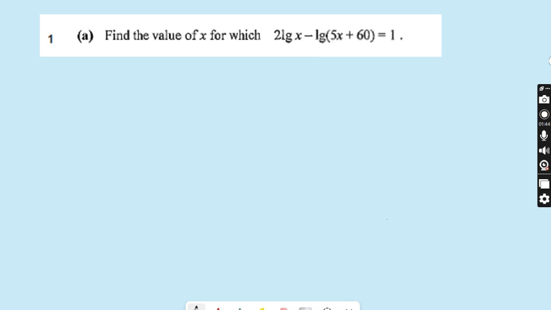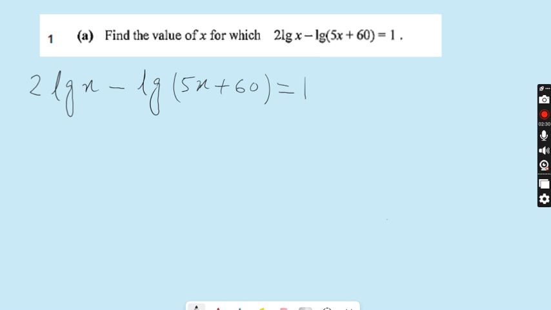Students, 2 log x. Whenever you see lg, you always keep in your mind that the base of this log is 10. It means if the base of the logarithm is not given, then automatically the base is 10. So 2 log x minus log (5x plus 60) is equal to 1.